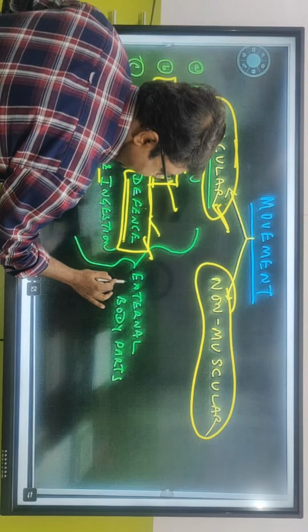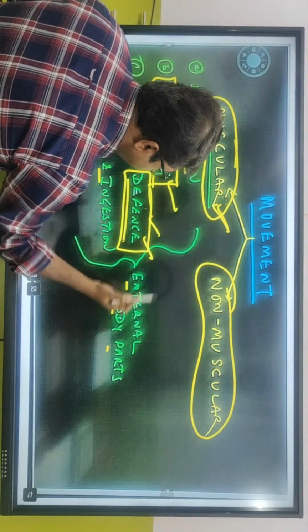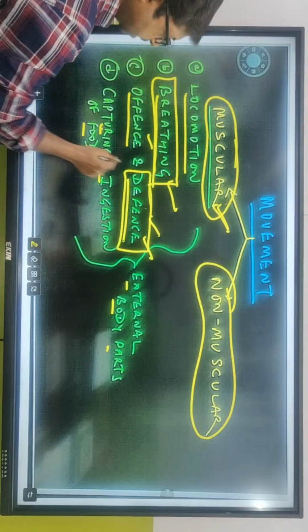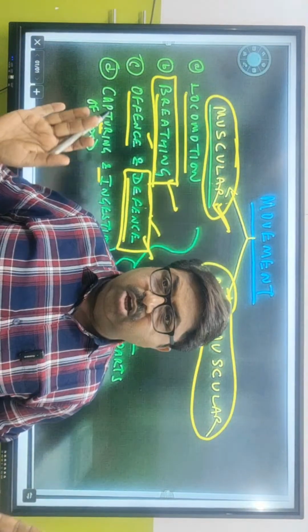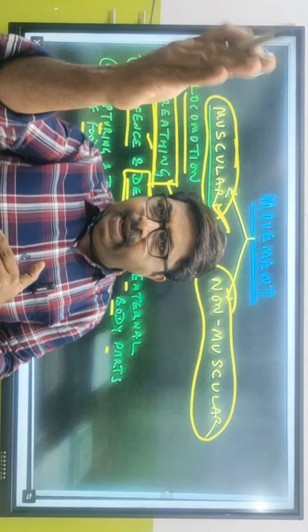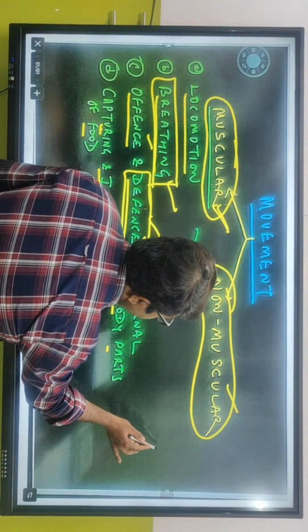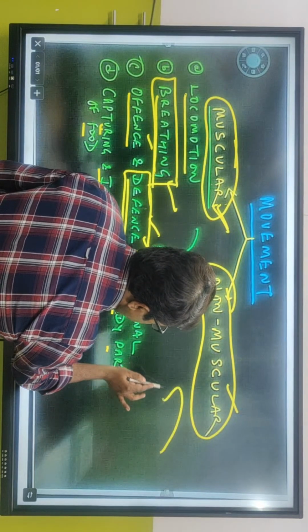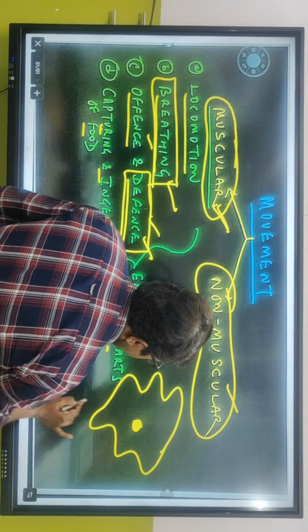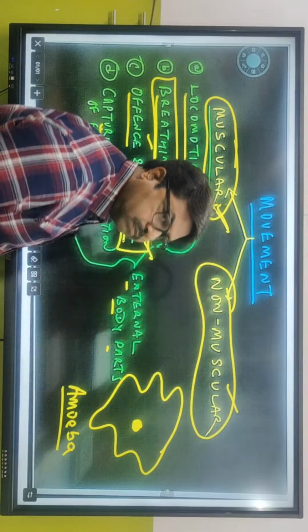ठीक है? Now यहाँ पे external body parts associated है. In muscular movement, the external body parts are associated, but for non-muscular movement, the external body parts are not associated. Non-muscular movement में भी movement होता है. Anybody who can tell me any type of non-muscular movement of something? Think about this. What is this? This is amoeba. बोलो कुछ non-muscular movement बोलो.